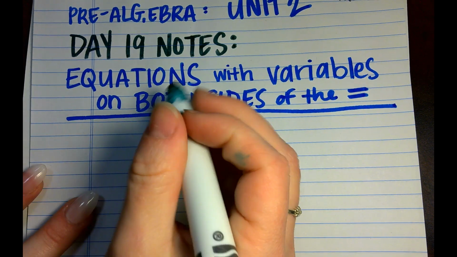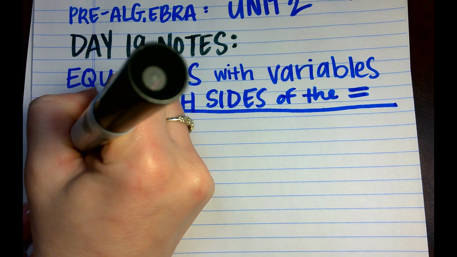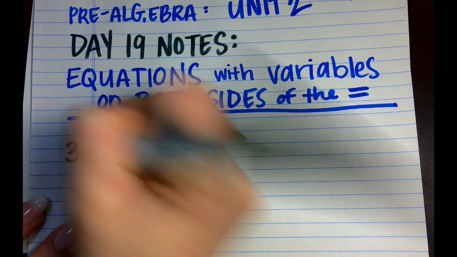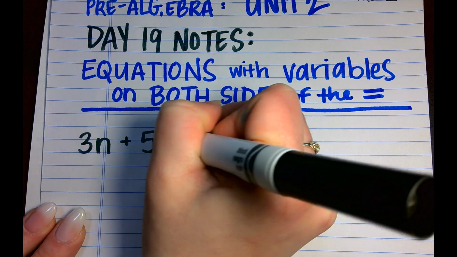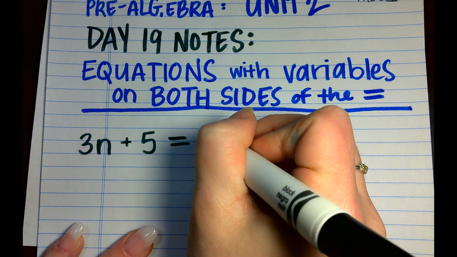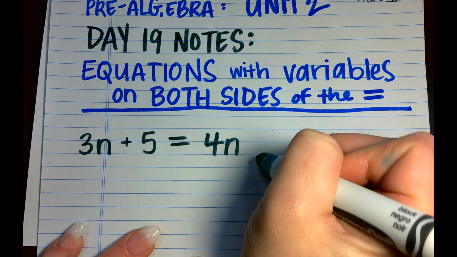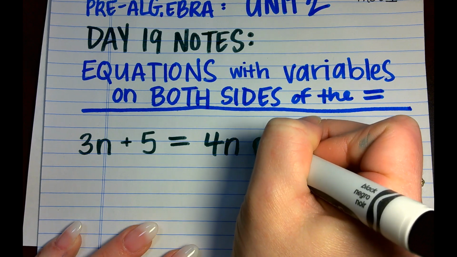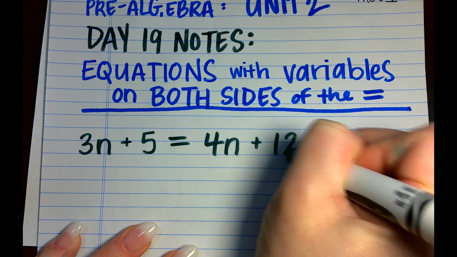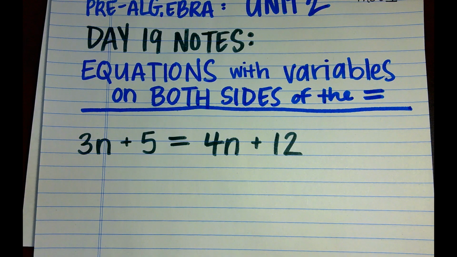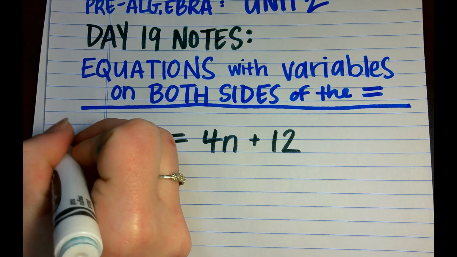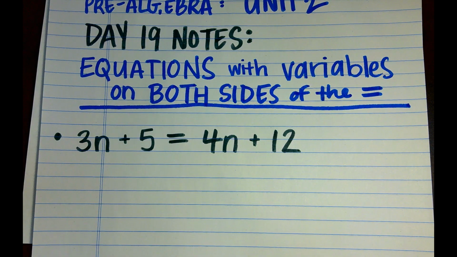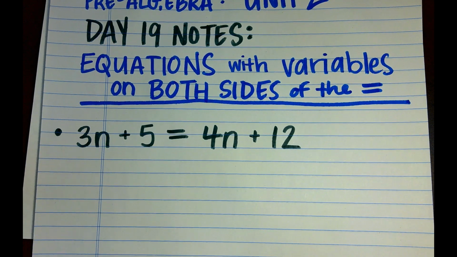I'm going to write out another equation. Here's an example of an equation that has a variable on both sides of my equal sign.